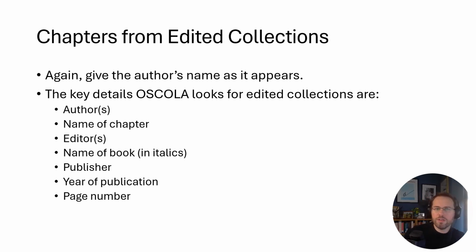We look for the author's name as it appears, and then we're looking for the name of the chapter in question. Then we're looking for the name of the editors. The name of the book goes in italics. Then you're looking for the publisher, the year of publication, and the page number.